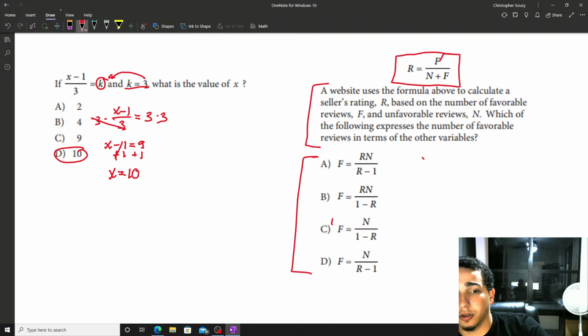The first step in order to get F by itself is going to be to multiply the denominator on the right side to both sides. So we're going to multiply both sides by n plus f.